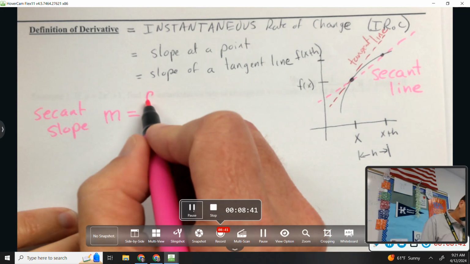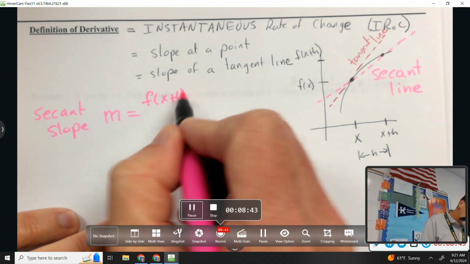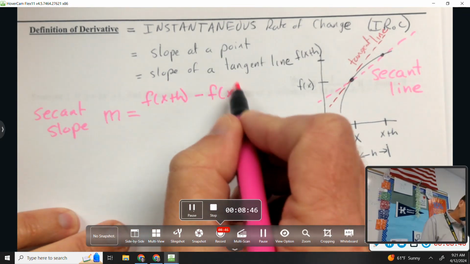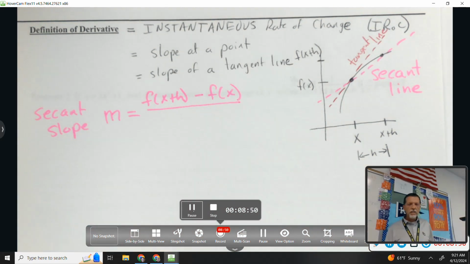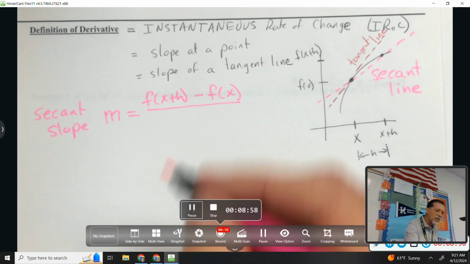So that would be f of x plus h minus f of x all over, let's shortcut that, the bottom. What's the delta x in the bottom? What's the change in the x? Just h.